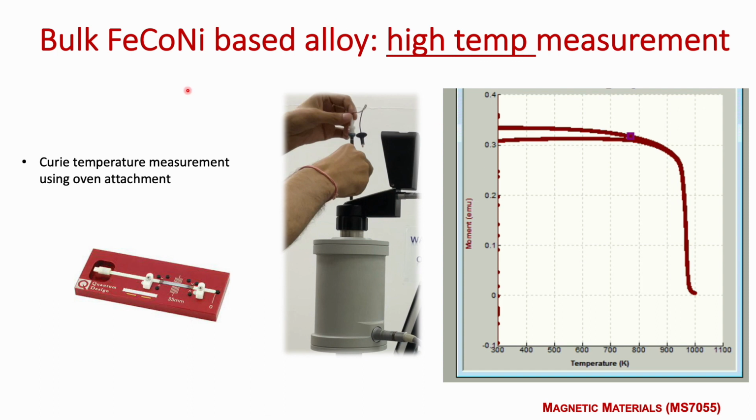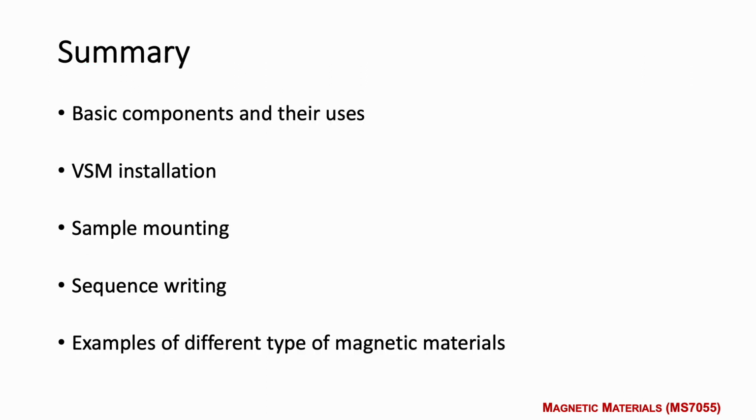So this is a bulk iron cobalt nickel base alloy, for which we very recently measured the high temperature magnetic properties. Here also we have done heating mode and cooling mode using this VSM oven setup, and you see the Curie temperature is above 950 Kelvin, and there is some difference between heating mode and cooling mode. This is assumed to be probably because of some kind of phase change at high temperature.